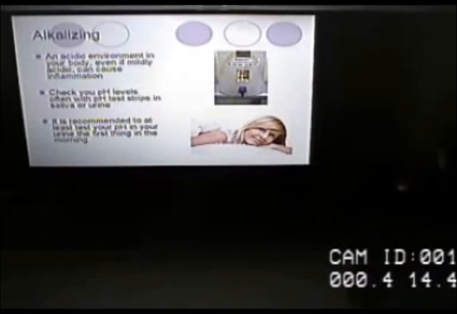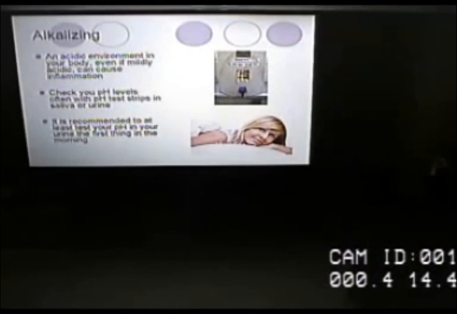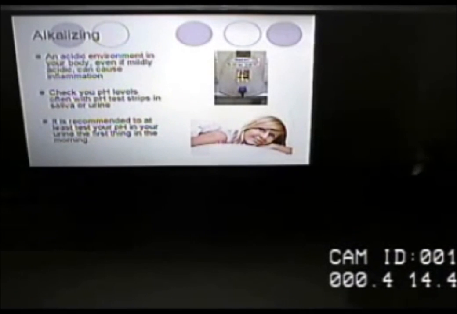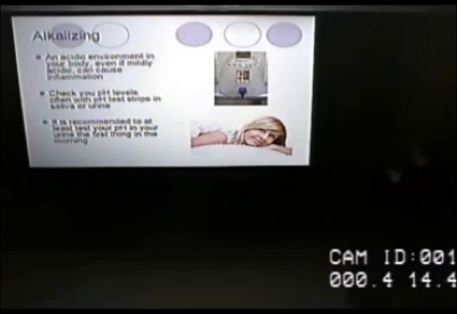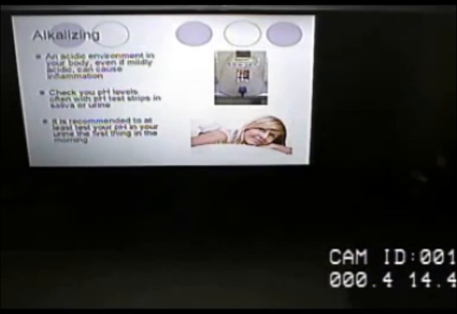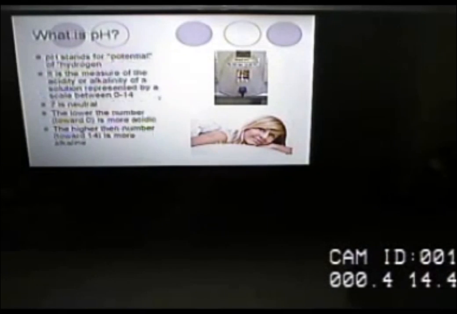So alkalizing. Has anybody heard of alkalizing and what that means? Okay. In an acidic environment, it creates more inflammation. So we have pH test strips out there that you can check if you'd like to. You can check your saliva or the urine, and it gives you the coloring that you can see whether it's acidic or neutral or alkaline. Some people do it before meals, some do it after meals, but I work with people on how to do this, and I'll get into that in the next few slides. So you can check your pH levels. They recommend doing it first thing in the morning especially.